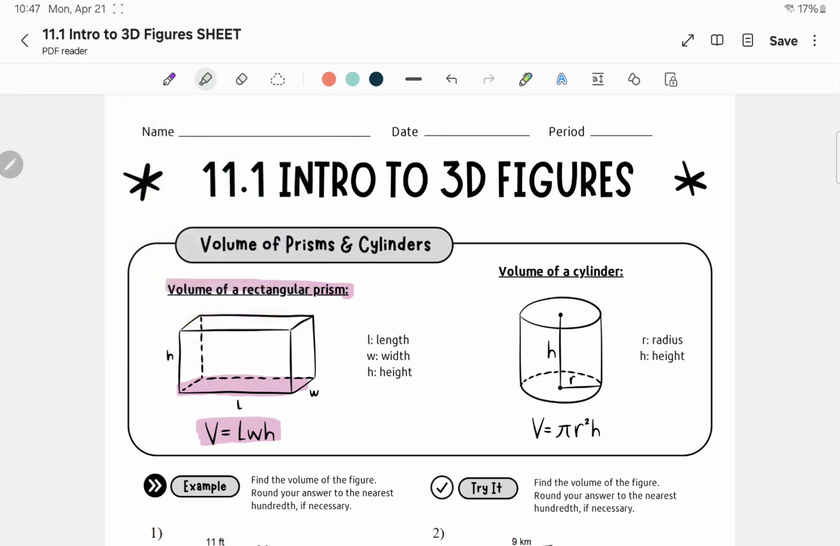Now let's look at a cylinder. So the difference is that a prism has a rectangular base, right? A cylinder has a circular base. So let's highlight cylinder. So that circular base times the height gives us the volume of a cylinder. The area of a circle, if you remember from 2 units ago, is pi times radius squared. Then we just multiply it by the height. So we're going to just be using formulas for this whole lesson.